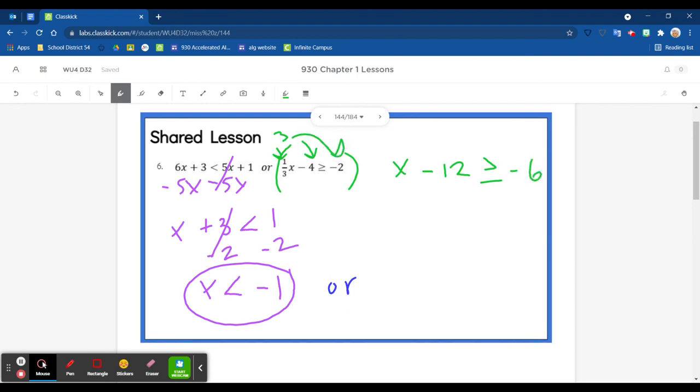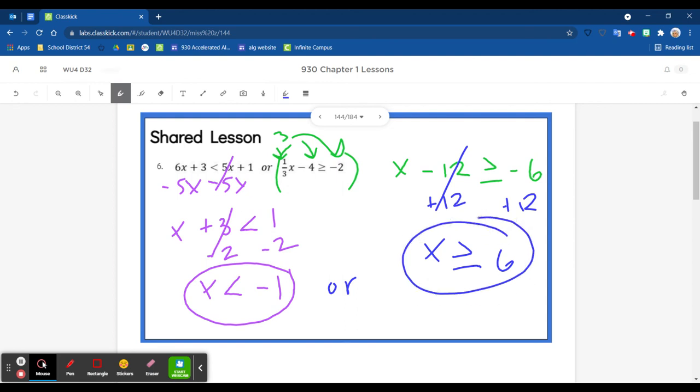So we would have x minus 12 is greater than or equal to -6. And I would solve that by adding 12 to get x is greater than or equal to 6. -6 plus 12 would give us 6. So x is less than -1, or x is greater than or equal to 6.